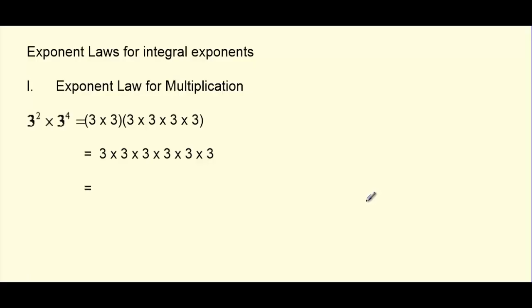Here's our quick review of all of the exponent laws we've learned. Number 1. When multiplying powers with the same base, we know that the rule is to add the exponents. So for instance, if we have 3 squared times 3 to the exponent 4, then we're going to add the exponents together, 2 plus 4, and that will equal 6. So 3 squared times 3 to the exponent 4 is equal to 3 to the exponent 6.